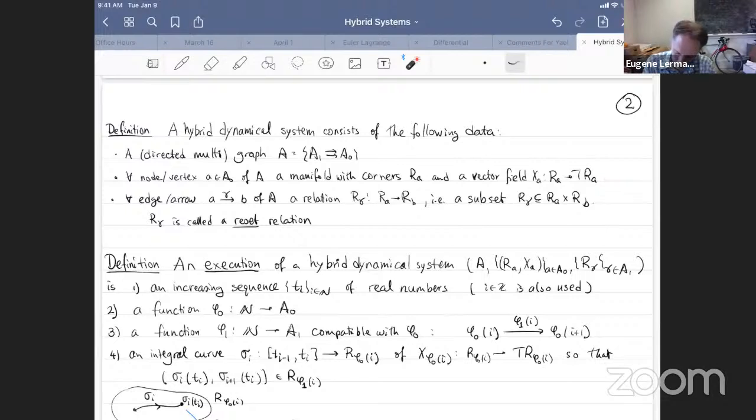So what's a hybrid dynamical system? It's going to be a directed graph, but I'm going to write it this way. So A0 is the nodes, vertices, A1 are the arrows, edges. The two arrows that I drew here are the source and target maps for the arrows. And what do we do? To every node, we attach a manifold with corners.